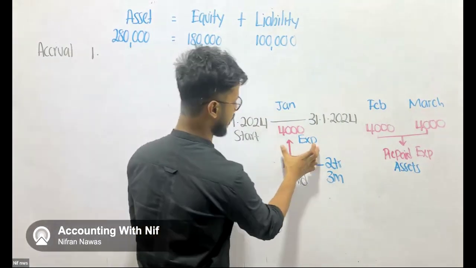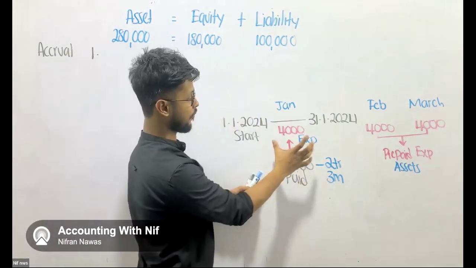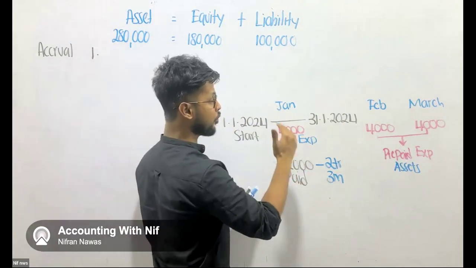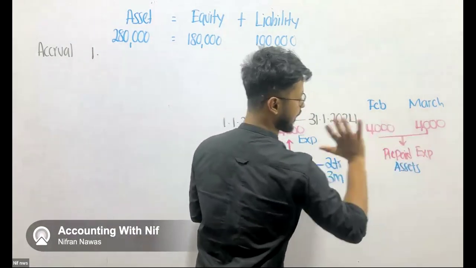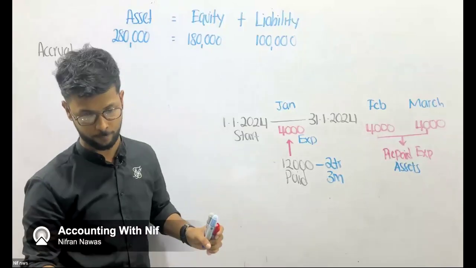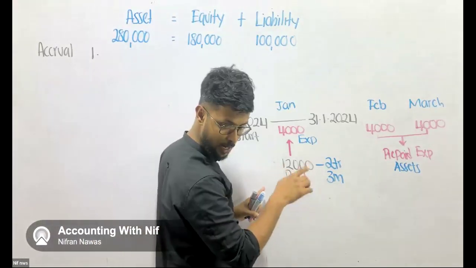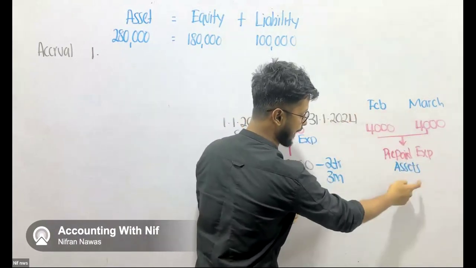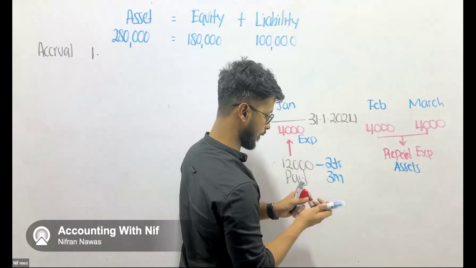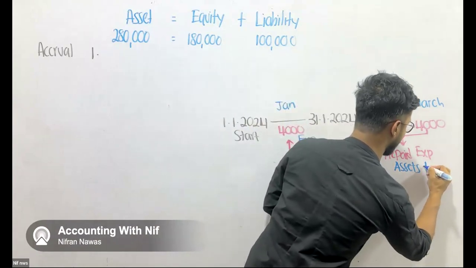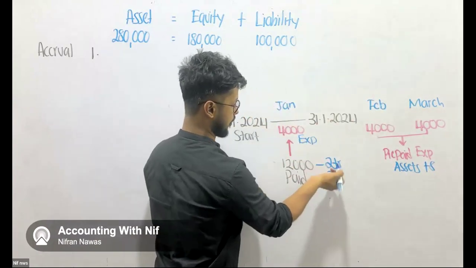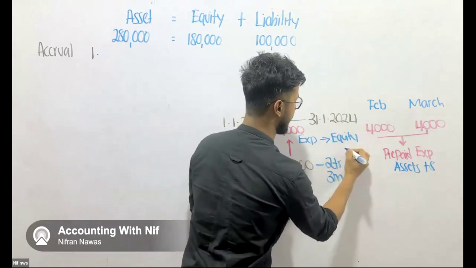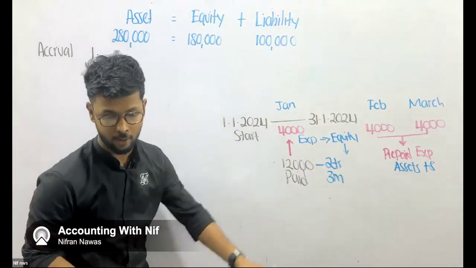So how much should you have shown as expense? You should have shown 4,000 as expense. But how much did you show as expense? You showed 12,000 as expense. Is that correct or wrong? It's wrong. You should have shown 4,000 as expense and the remaining 8,000 should be shown as asset. So the asset should increase by 8,000, and expense should decrease my equity. That should have been done by 4,000.